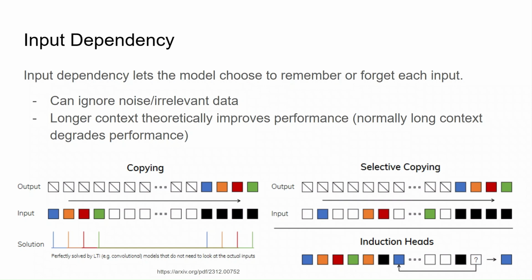And the induction heads task is trying to let the model learn the pattern that whenever we look at a black box, we'll have to infer the blue box.